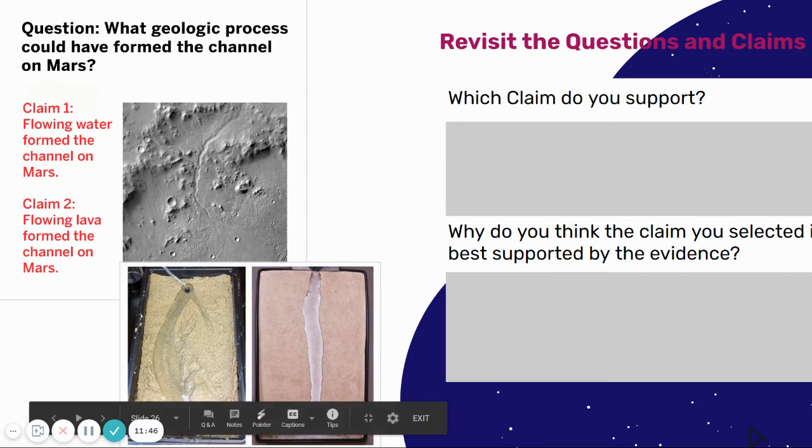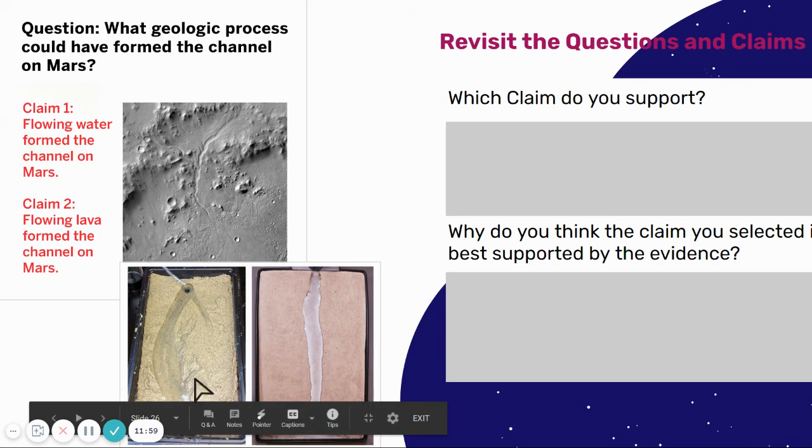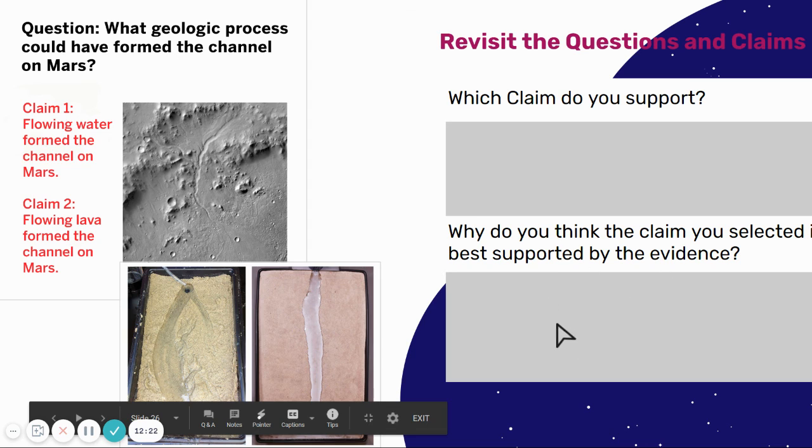Now the last thing that we're going to do today is answer slide 26. So our ultimate question is, what geologic process could have formed this channel on Mars? Was it flowing water that formed the channel on Mars, or flowing lava? Look at the two images, think back to what evidence may have formed this channel. Then I'd like you to state the claim by rewriting the full sentence: flowing lava formed the channel on Mars, or flowing water formed the channel on Mars, and then your reasoning why. This should be good supportive evidence.